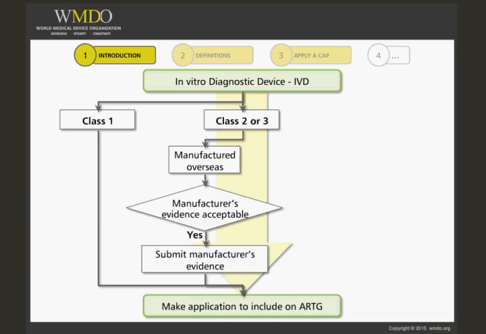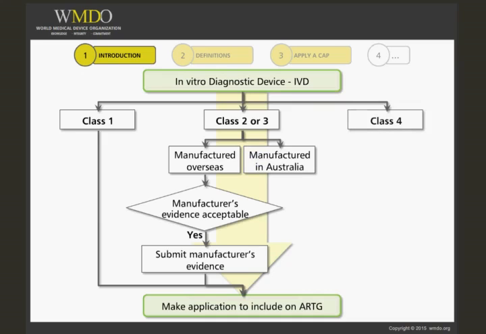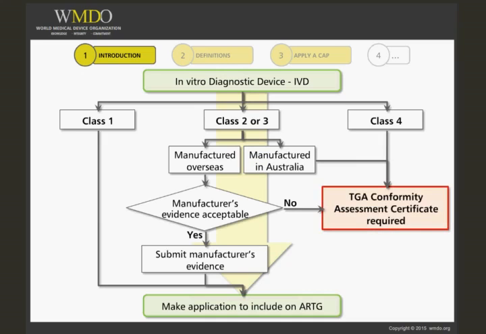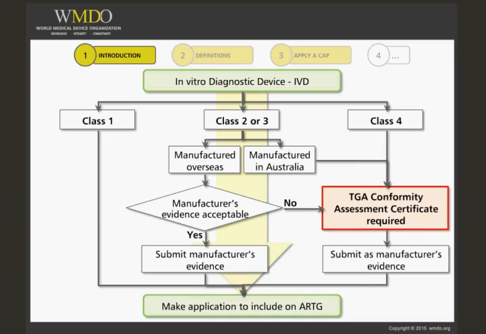Finally, for Class 2 or 3 IVDs manufactured in Australia and for Class 4 IVDs, or if the manufacturer's evidence is not acceptable, then a TGA Conformity Assessment Certificate is required, which will be submitted as manufacturer's evidence. This is the topic of this course.